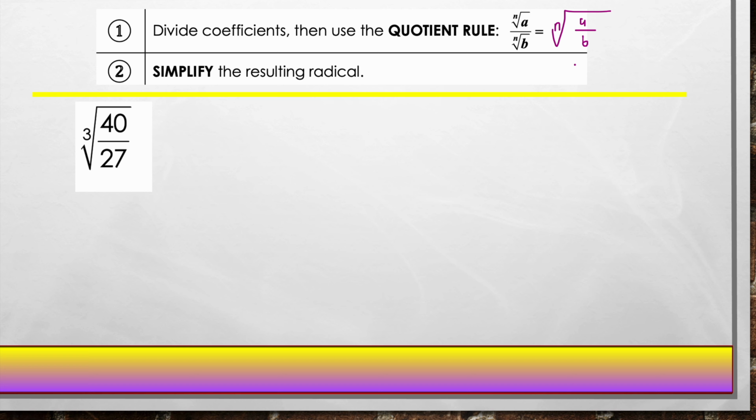Now this third problem is a little bit weird. It already starts combined, but 40 over 27, this doesn't simplify at all. So if we try to simplify this radical, it's just not going to work. So what we actually have to do here is kind of the reverse of the quotient rule. So we can make this the cubed root of 40 over the cubed root of 27. Now the reason this works out so nicely is the 27 here is a perfect cube. 3 cubed is 27, meaning the cubed root of 27 is just 3. So we have the cubed root of 40 over 3.